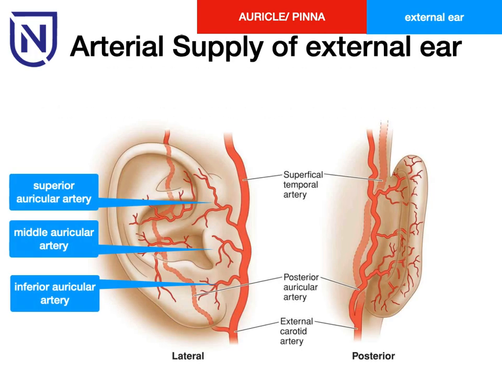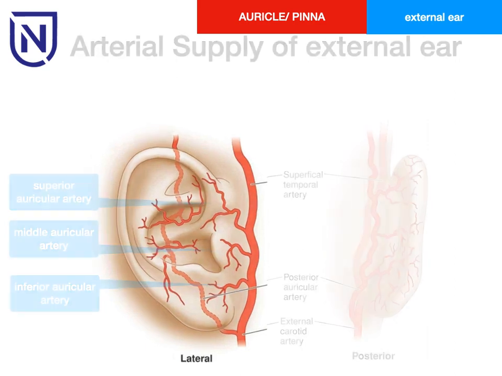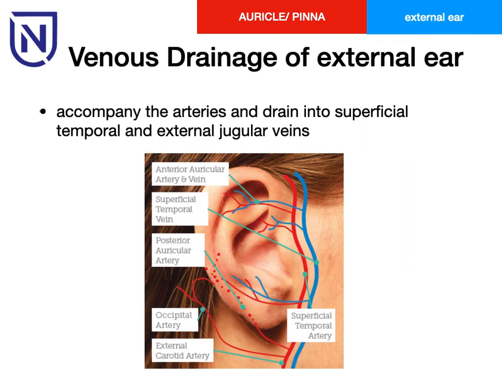Arterial supply of the external ear is by the superior auricular artery, middle auricular artery, and inferior auricular artery, and on the posterior surface by the superficial temporal artery and posterior auricular artery. All are branches of the external carotid artery. Venous drainage is by the superficial temporal vein and the external jugular vein.